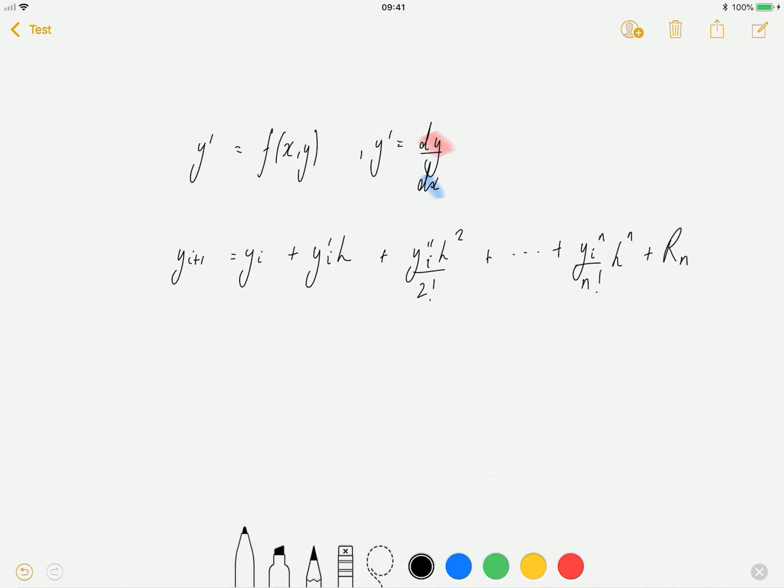Okay, so here h is equal to x of i plus 1 minus x of i, and R n is equal to y to the power of n plus 1 divided by n plus 1 factorial, evaluated at some value between x of i plus 1 and x i, multiplied by our step size to the power of n plus 1.